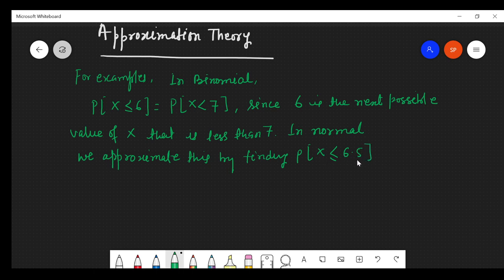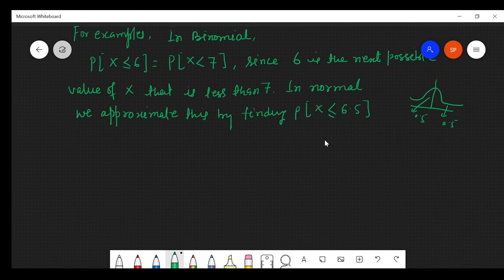Why do we take 6.5? Because the normal distribution is a symmetric distribution, and the area under the normal curve is equal to 1, and it is divided into two parts of 0.5 each. Here we know that this portion is 0.5 and this area is also 0.5. Both are symmetric. That's why we can adjust with the help of approximation theory, meaning we use the correction for continuity method. So we can write the probability of x less than 6 is equal to the probability of x less than or equal to 6.5.